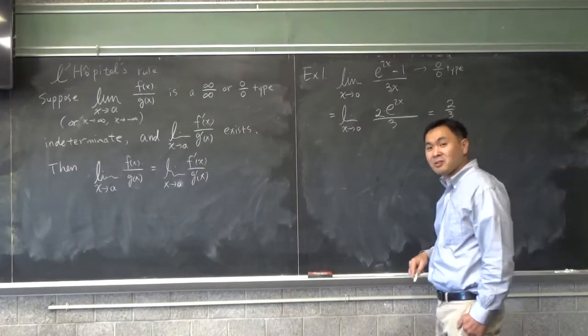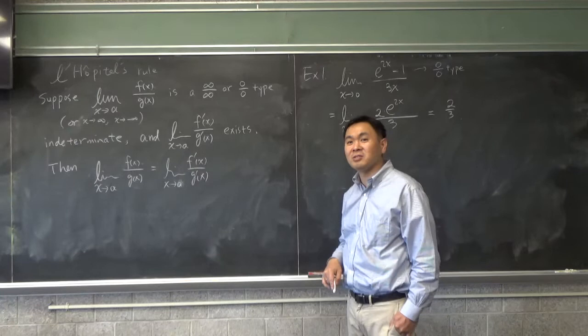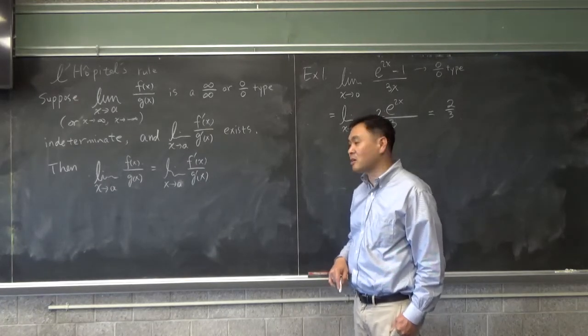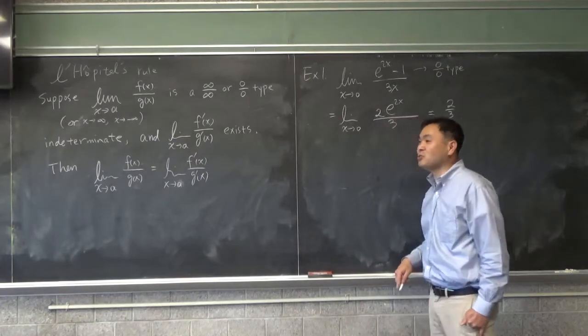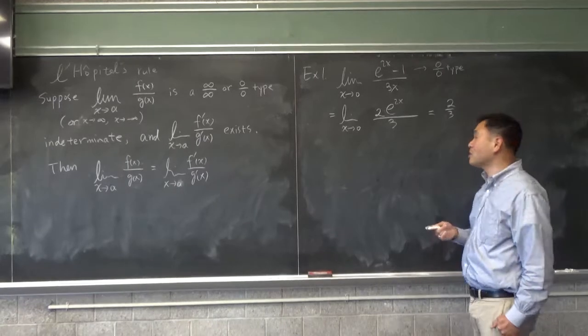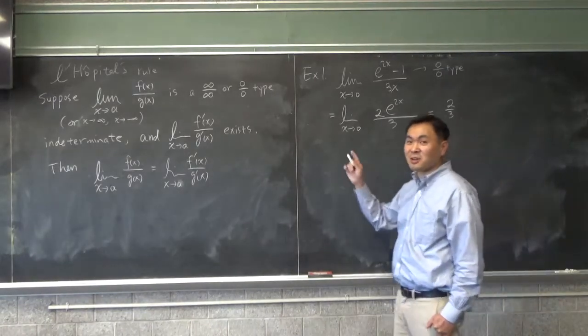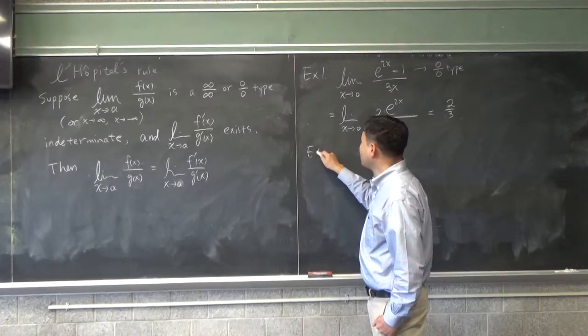Yes? Wasn't there some rule when it came to infinity with e to the x? I forgot what it was. Okay, so you're recalling something about e to the x going faster than any polynomial. Yeah, but that's not relevant here. All right. So example 2.